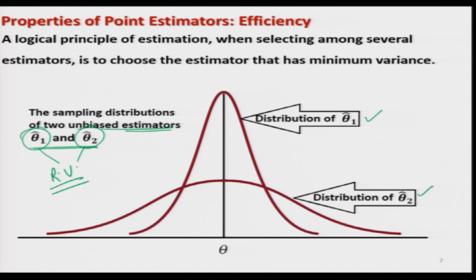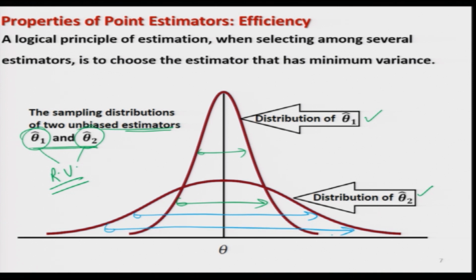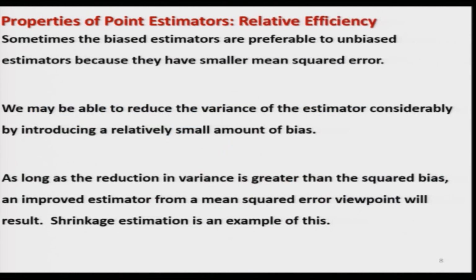Suppose their curves look like this. So, you can see here that in the case of theta 1 hat, this variability which is indicated by the curve is much smaller than the variability exhibited by the sampling distribution of theta 2 hat. So, this is how you can look upon this criterion.